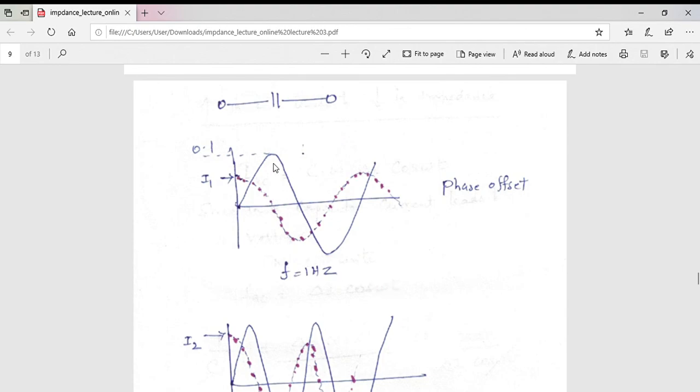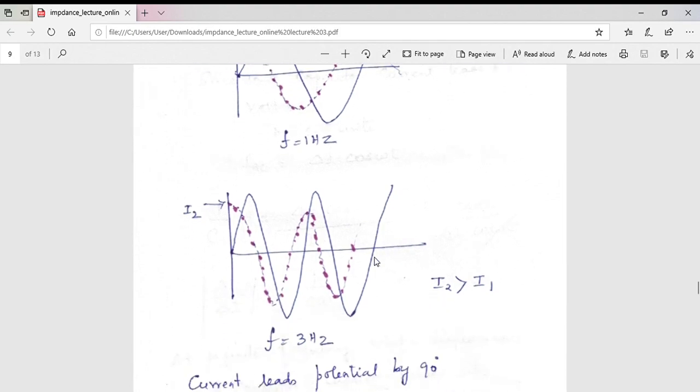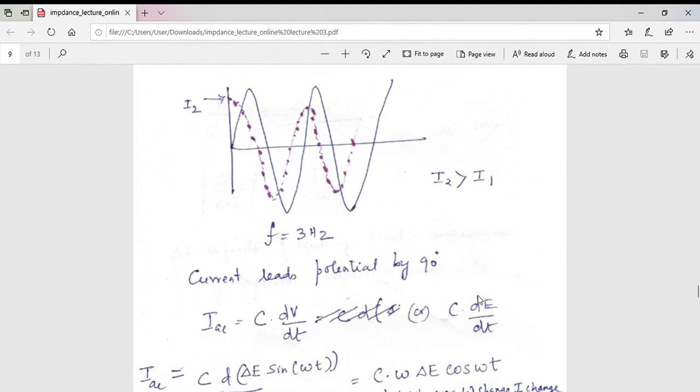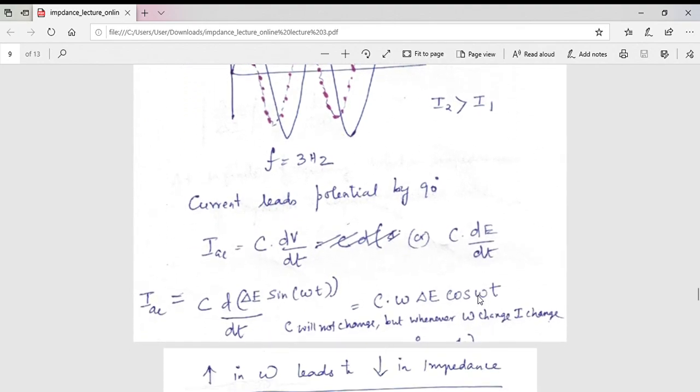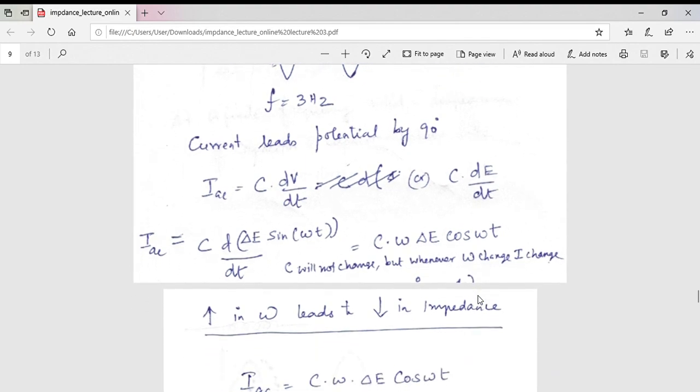For example, the capacitor's voltage and current waveforms are like this, as we discussed before. But note down, the current here is about I1. So when I change the frequency from 1 Hz to 3 Hz, it goes to another current I2. So when you increase the frequency, the current that you obtain is greater than at the previous frequency. So the current that you obtain at 3 Hz is greater than the current that you obtained at 1 Hz. That means the current leads potential by 90°, and in addition the current changes with the frequency. So how do you understand this?